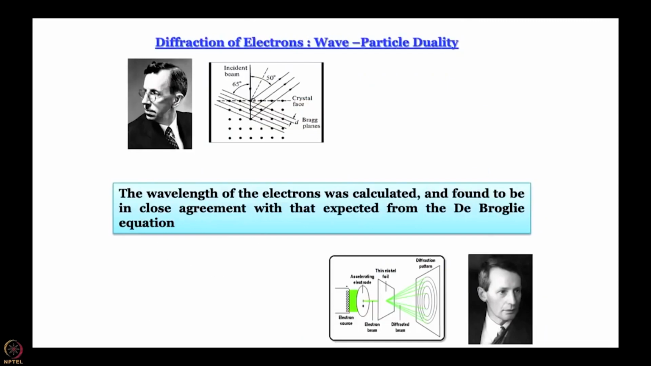However, for electrons, in both the experiments that we talked about a little while ago, the wavelength that was calculated turned out to be in very close agreement with that which we expect from the de Broglie equation, and this is the vindication of de Broglie theory. The experimentally observed result matches very nicely with what de Broglie theory predicts.